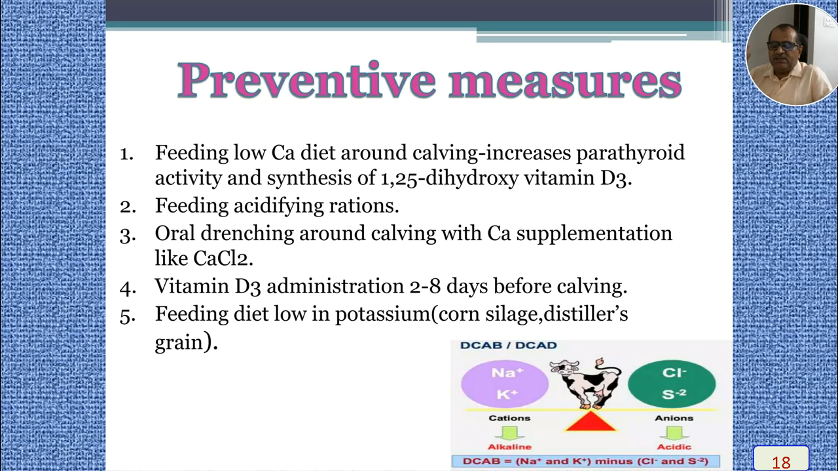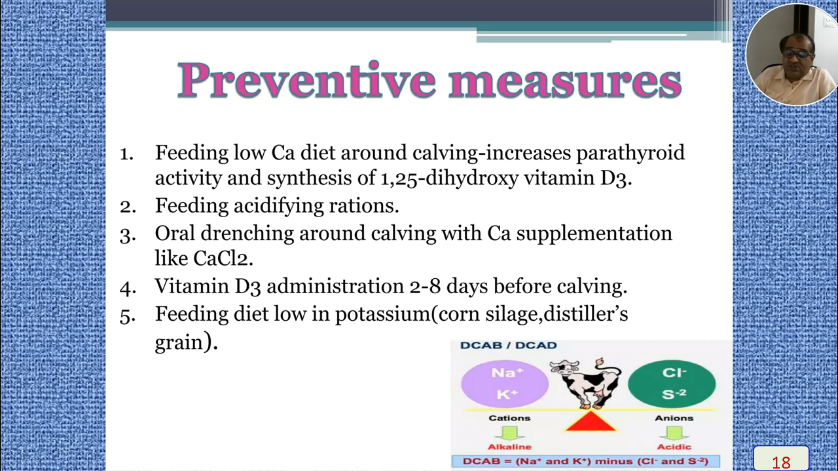Then sometimes feeding acidifying rations, or rations containing a very high quantity of maize, and also many times feed which is overloaded with grains, also causes a low calcium level. Then oral drenching of calcium around calving with calcium supplementation like calcium chloride will always help in the prevention of this, especially milk fever. Then vitamin D3 administration 2 to 8 days before calving will also prevent milk fever. Then feeding a low calcium diet around calving is also a better thing, and feeding a diet low in potassium.